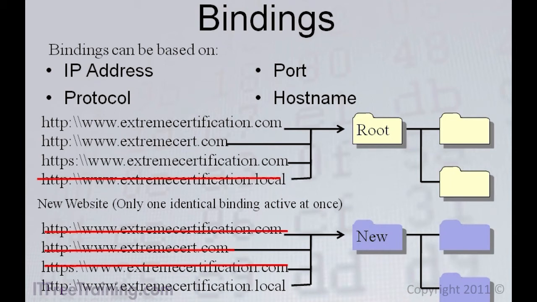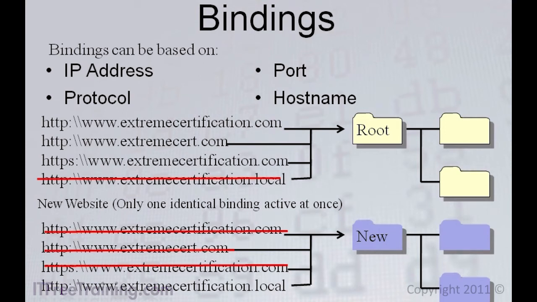If you want to give the employees a look at the new website before everybody else, you could add the bindings for worldwideweb.extremecertification.local to the new website and then remove all the other ones. This would redirect all the company employees to the new website, while everyone on the internet was still directed to the old website. As you can see, bindings gives you a lot of flexibility.